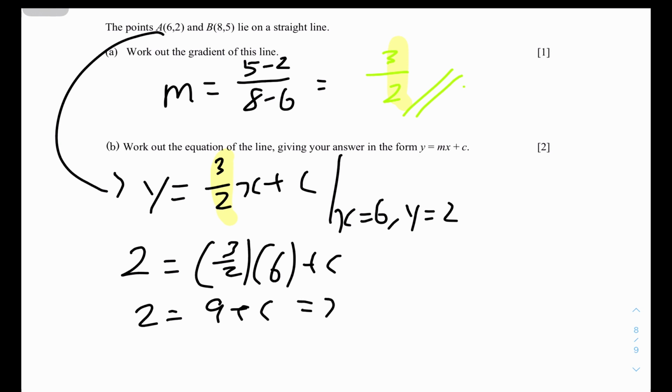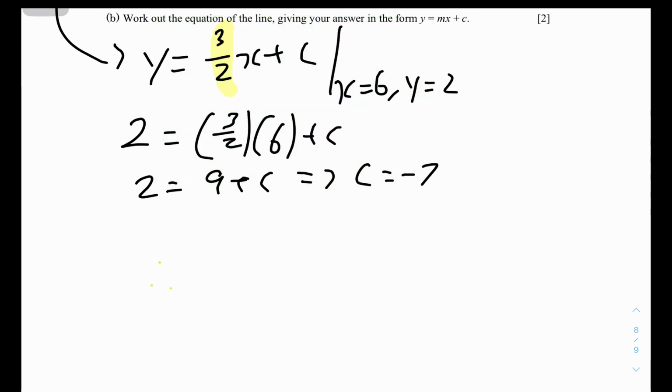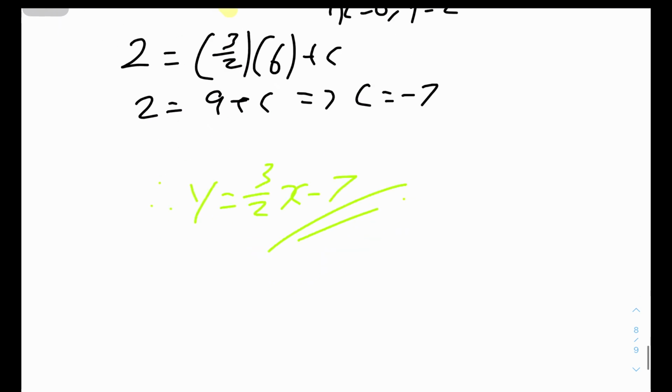And to find c, you minus 9 from both sides. So 2 minus 9, or minus 9 plus 2, is minus 7. Therefore, the final answer for the equation of the line is y equals 3 over 2 x minus 7. And that's the final answer.